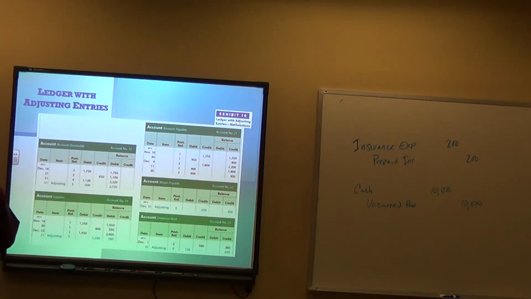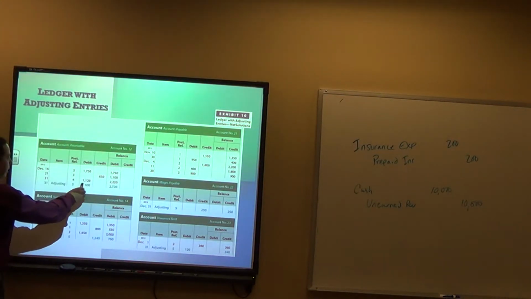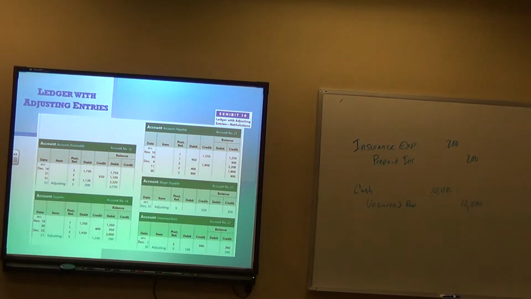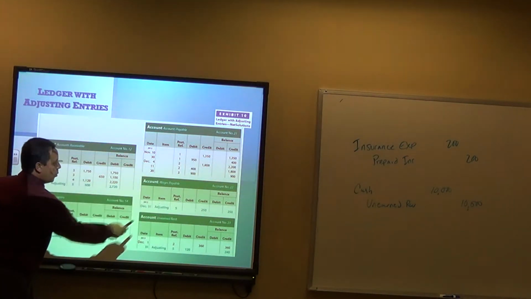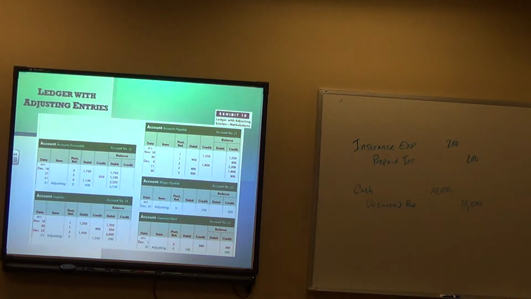Over here, we adjusted some other ones. My accounts receivable went up by $500 because we did that work, so it fed into that. This is my wages payable. We credited that $250 because we owed our employees.